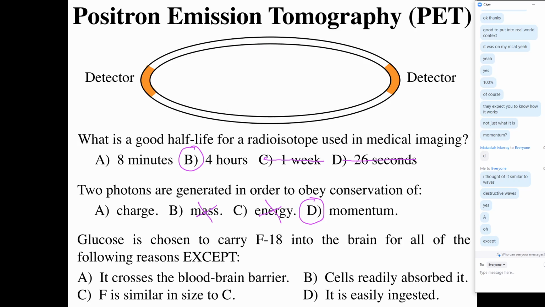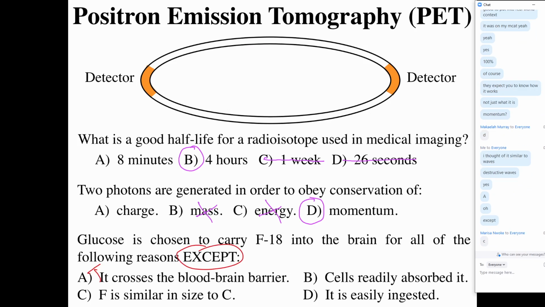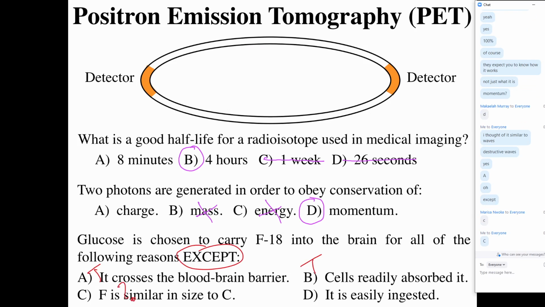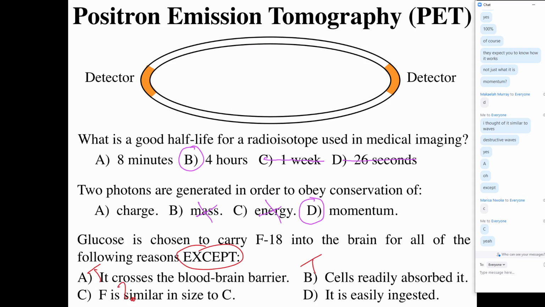It crosses the blood-brain barrier, very true, but this might not be a pick-the-right-one question. Cells readily absorb it? True. F is similar in size to carbon? Huh? It's true, but I don't know if that's important. And how many agree? So this is true and important. This is true and important. This is true and important. This is true, but not so important.